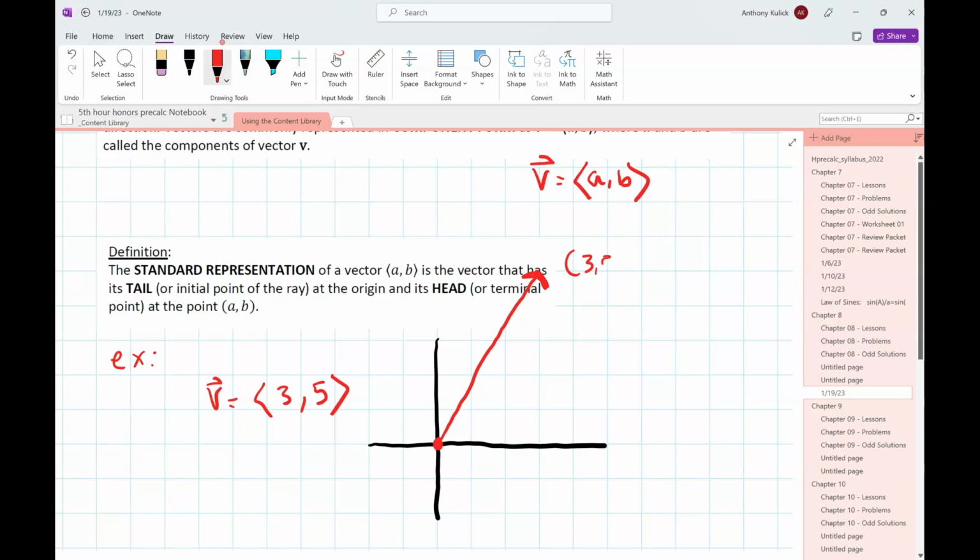So the vector ended at that point, (3, 5). Is everybody okay with that idea? The key here is that when we have a vector in component form, it's understood that the tail of our vector is always at the origin. That's the big takeaway.